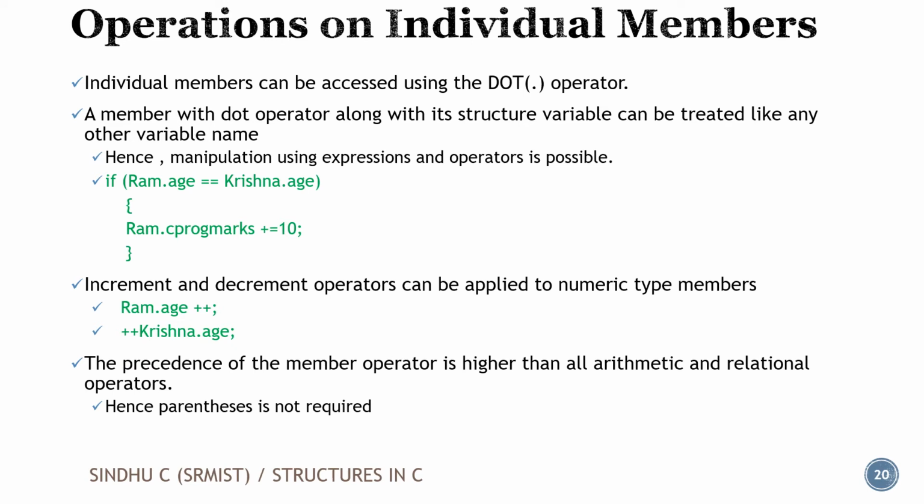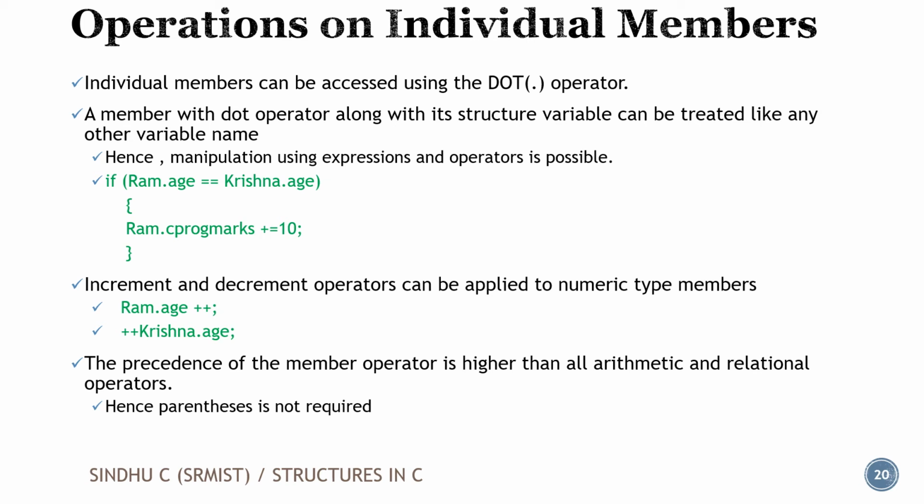Operations on individual structure members. We already saw that we can use the dot operator or the period operator to access individual structure members, which is structure variable dot structure member. That can be treated like any other variable name. So manipulations using expressions and operators are possible. Here in this example, if ram.age is equal to krishna.age, this can be checked. Krishna's age and Ram's age, are they equal? We can check it and perform some operations like Ram's program marks can be increased by 10.